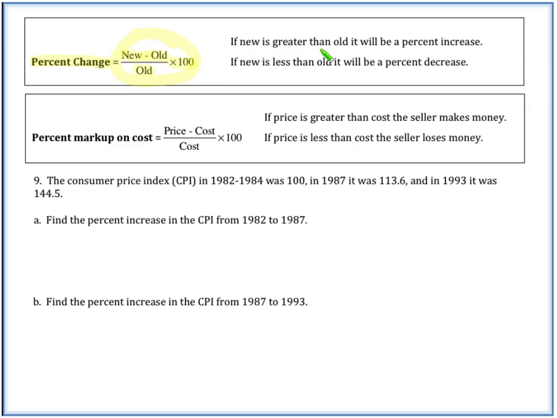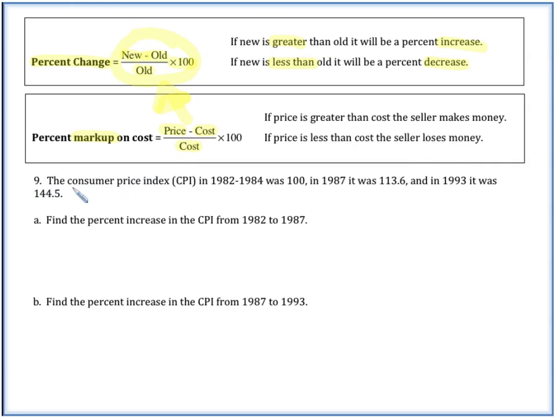Now, if the new value is greater than the old, it's going to be a percent increase. Okay? And if the new value is less than the old, then it's a percent decrease. Another way that we can talk about percent change is a percent markup on cost. This is going to be the price minus the cost over the cost. And notice that new minus old will still work for this. Okay, so if the price is greater than the cost, the seller is making money, and if the price is less than the cost, the seller loses money. That should be easy enough to think about.